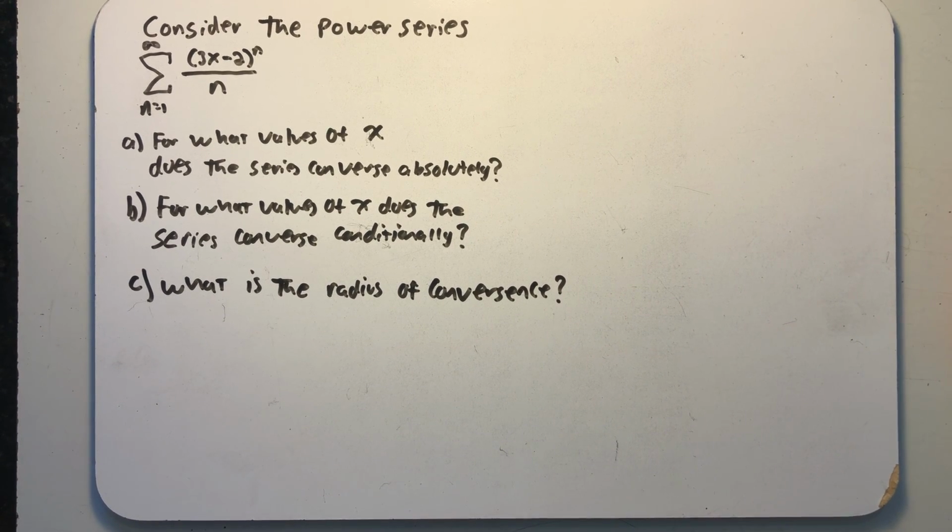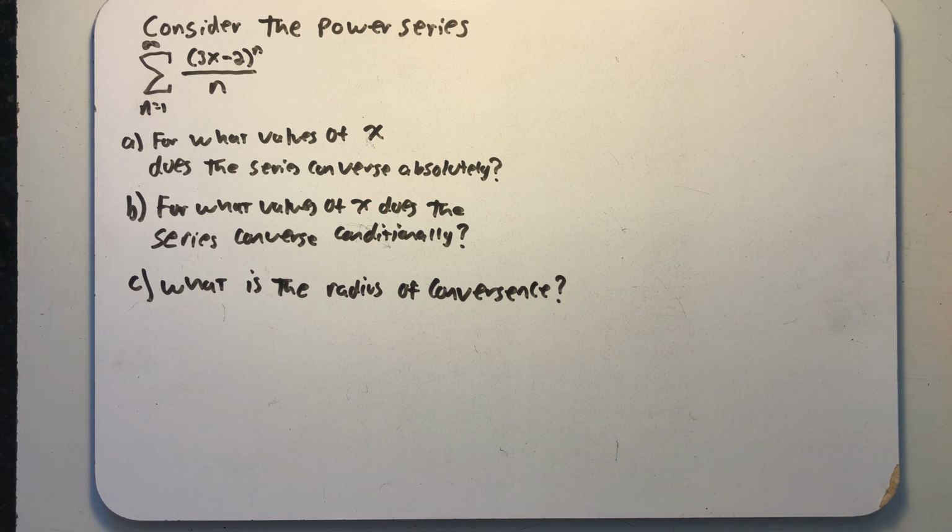Consider the power series, the sum from n equals 1 to infinity of (3x minus 2) raised to the n power over n. For what values of x does the series converge absolutely? For what values of x does the series converge conditionally? And then we're asked, what is the radius of convergence?